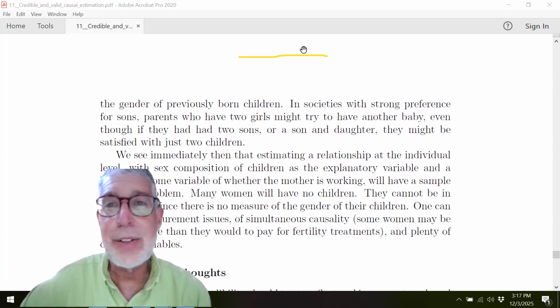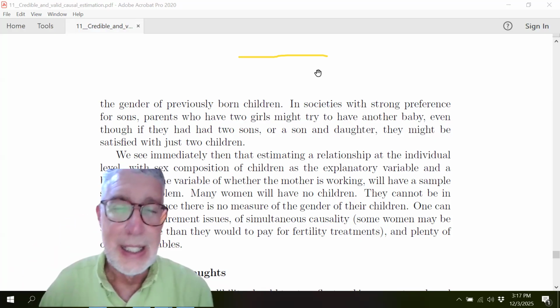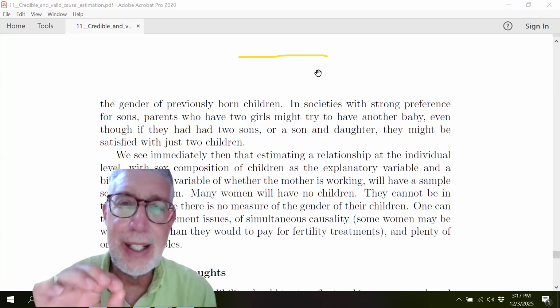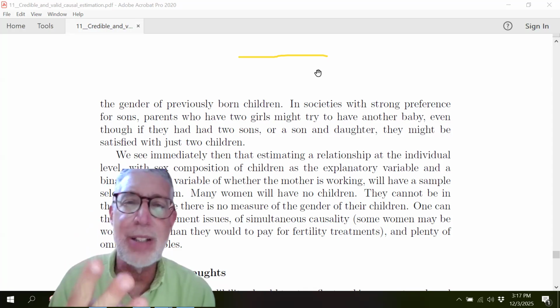I think I'll stop there. This has just been a quick overview of this section in chapter 11 that concretely looks at three imagined regressions that we might have.